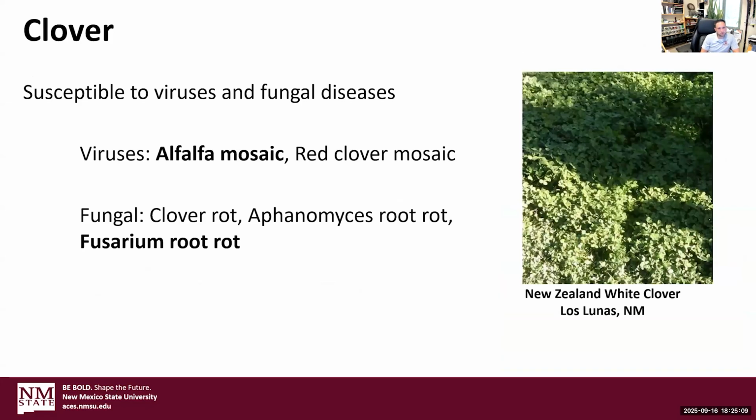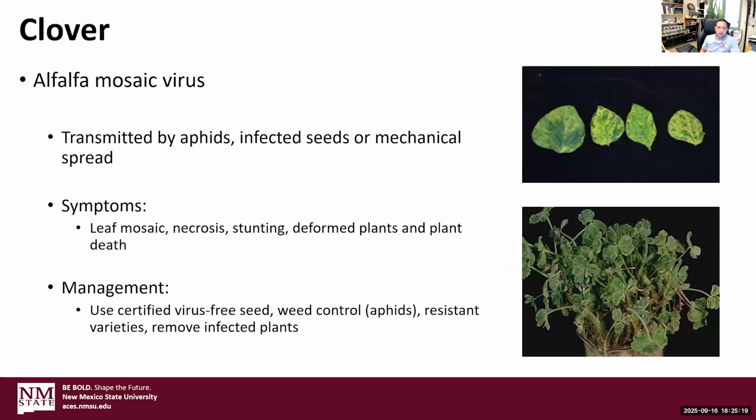Clover is susceptible to some viruses and fungal diseases. For viruses, alfalfa mosaic, and for fungal, Fusarium root rot. The virus is transmitted by aphids, but it can also be on the seeds themselves or spread mechanically. Some of the symptoms are leaf mosaic, as the name implies, necrosis, deformed plants, and plant death. And you can see on that bottom picture, a pretty messed up plant.